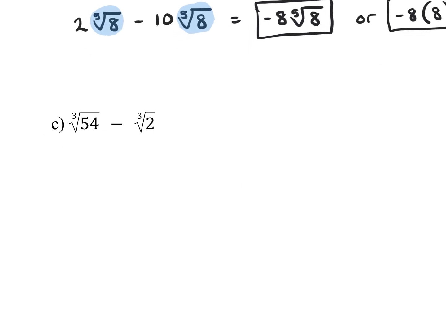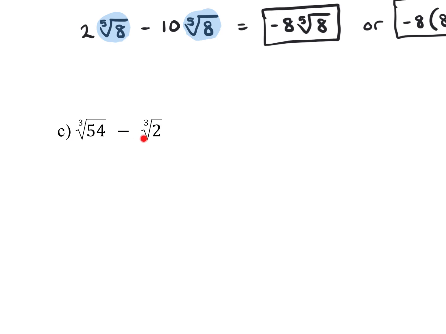So for part C, you're probably looking at this and you're saying, well, I can't subtract those two terms. This is the cube root of 54, this is the cube root of 2. And we just talked about how the radicands also have to be the same. But sometimes you have a term that can be simplified first and then maybe added to the other term. So let's simplify the cube root of 54.